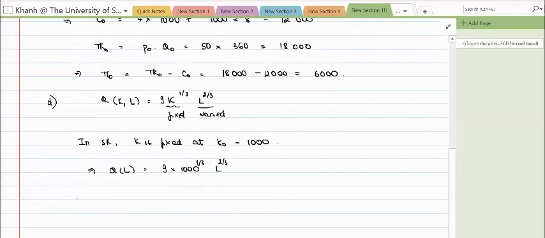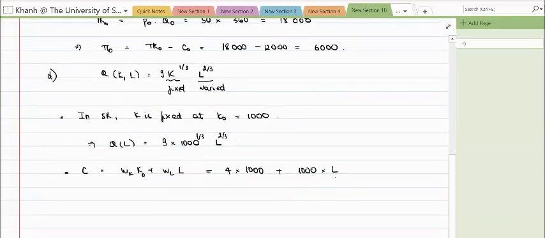So we know that again the total cost function for the firm C is just going to be equal to WK times K plus WL times L. Now in the short run we know that K is going to be equal to K0. And we know the value of WK is 4, which was found earlier, and K is 1,000, plus WL is 1,000 times L. So L is the only thing that is going to be varied in the short run. So we get 4,000 plus 1,000 L.